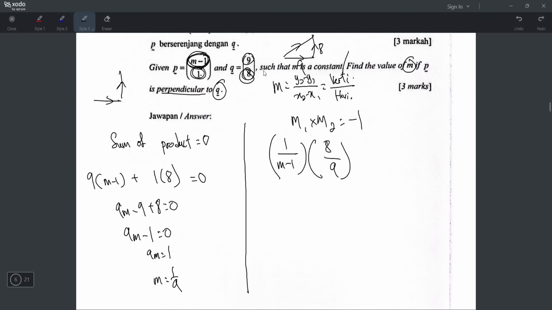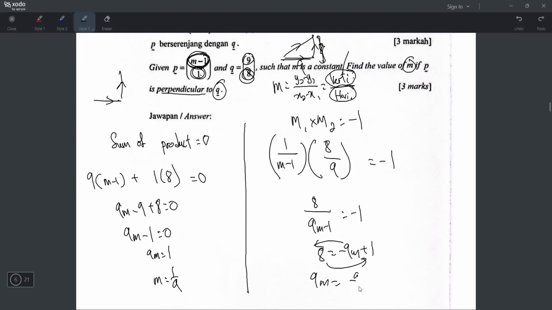It is y minus y over x minus x, vertical divided by horizontal. So it should be here divided by here. That's why it equals -1. And then top times top 8, bottom times bottom 9: 8 over 9m minus 1 equals -1. And then 8 equals, okay, -1 times 9m is -9m, -1 times -1 is +1. To find m, let's make it positive, 9m plus 8 moves over to become -8, 1 minus 8 is -9, negative, wait, -9m plus 1. So 1 minus 8 is -7.